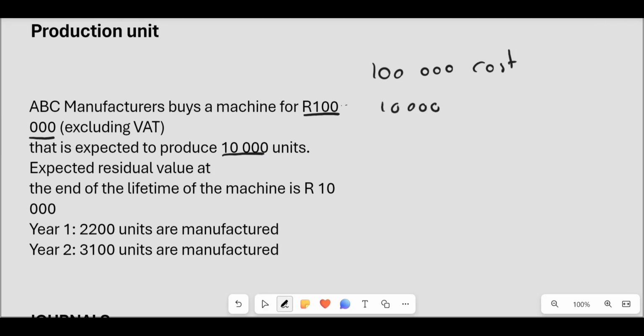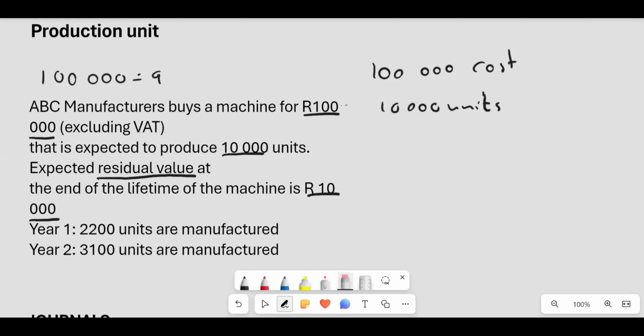So 10,000 units would basically be the useful life of this machine. It has a residual value of 10,000. So our depreciable amount would be 100,000 minus 10,000. Sorry for the typo, let me do it again. 100,000 minus 10,000 gives you an amount of 90,000, which is the depreciable amount, right?